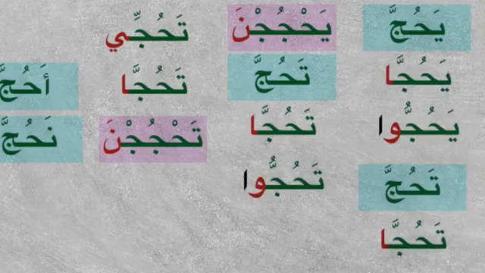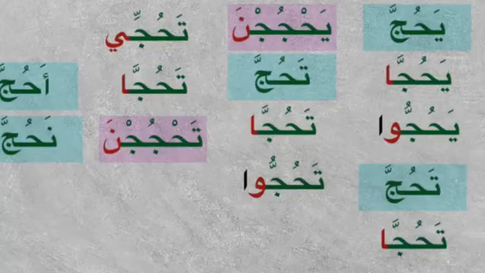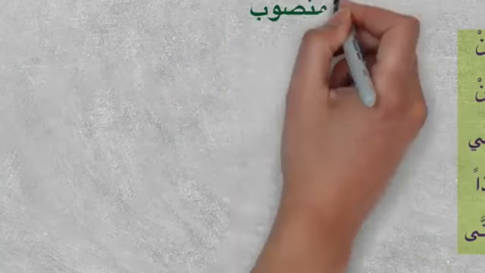So if you take yahujju, majzoom will be yahujja, and yahujja, yahujju, tahujja. Yahjujna will remain yahjujna, it doesn't change, it's mabni, and the noon doesn't drop. Same thing if you bring mansoob, there will be no change, because the dhamma is changed to fatha.